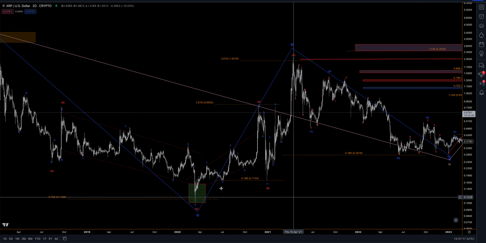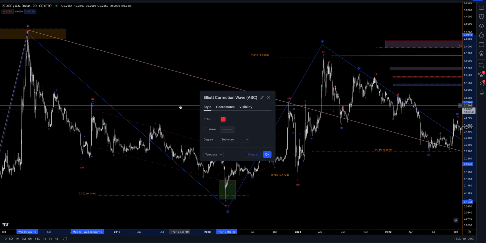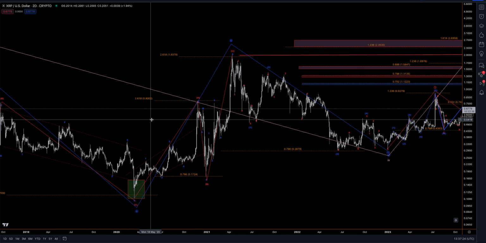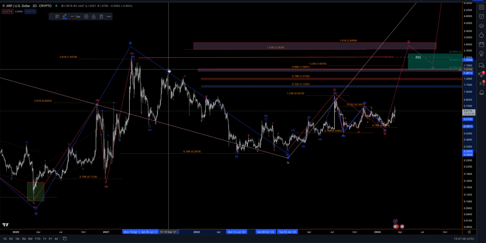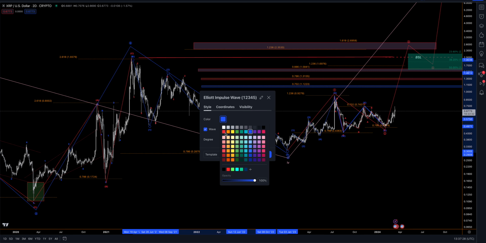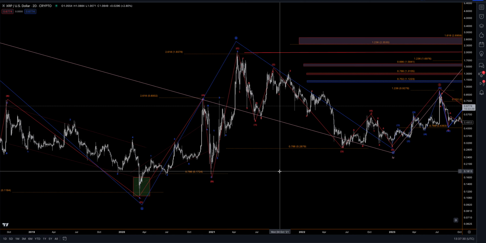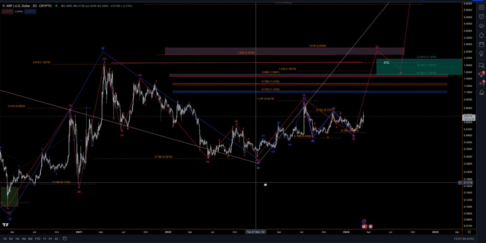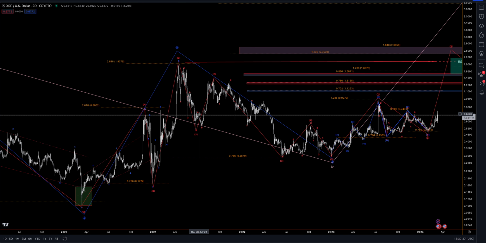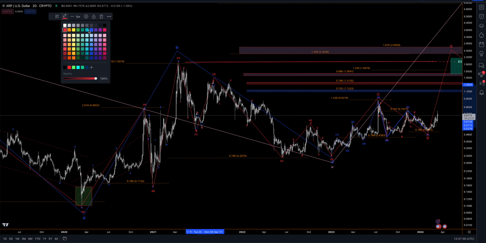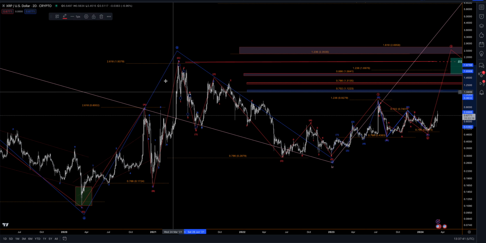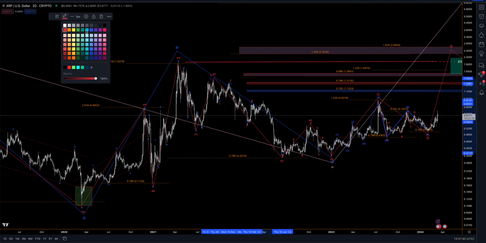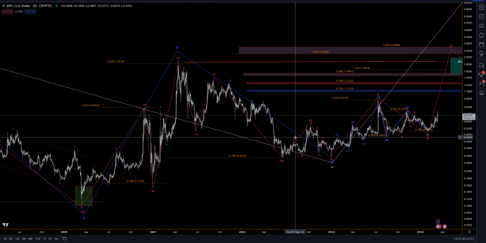So what do we have over here? We have a 3-wave move down. We have a 3-wave move up. And then we have a 5-wave move to the downside. So what does this create? This creates a 3-3-5 Elliott wave flat pattern. And we can make all of these subwaves blue. We can color code the subwaves so you can differentiate better between all of the different moves.